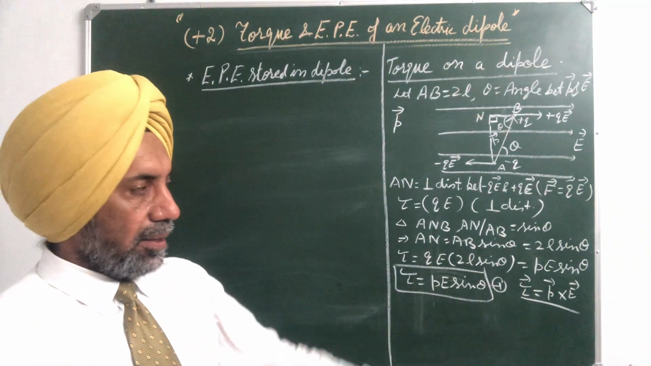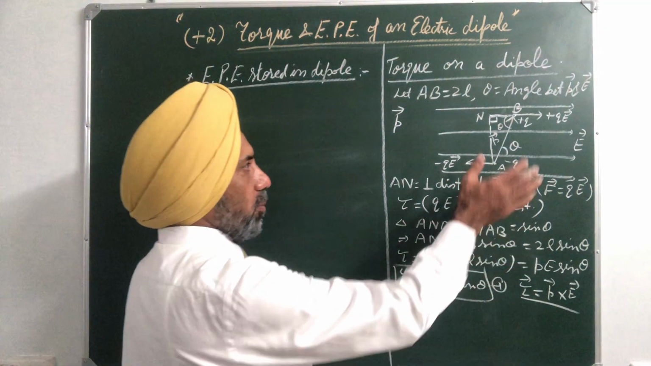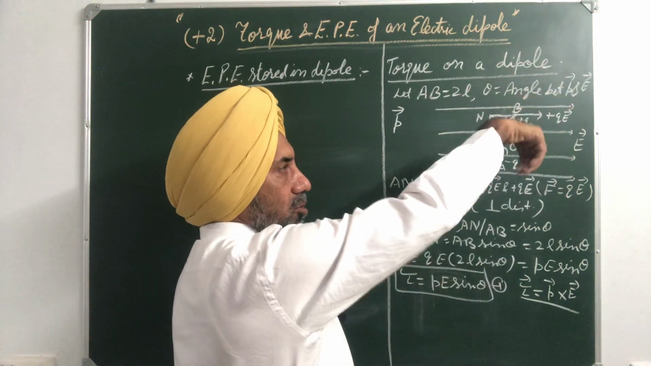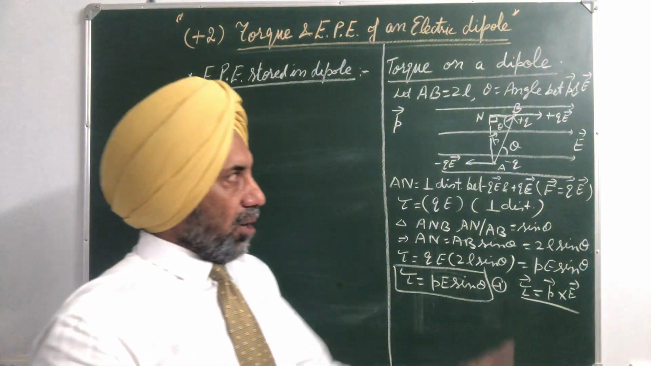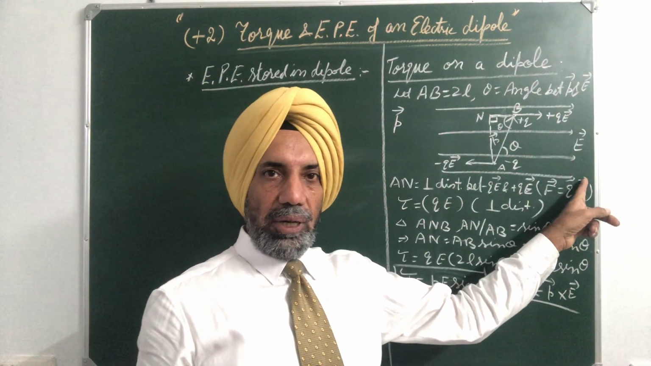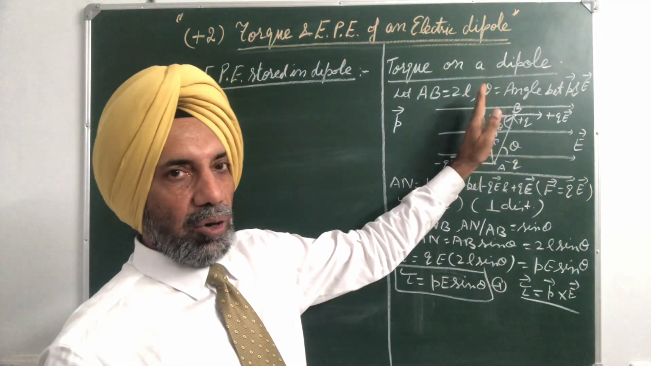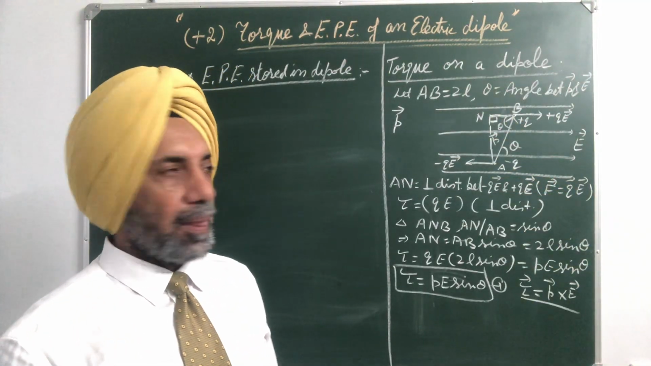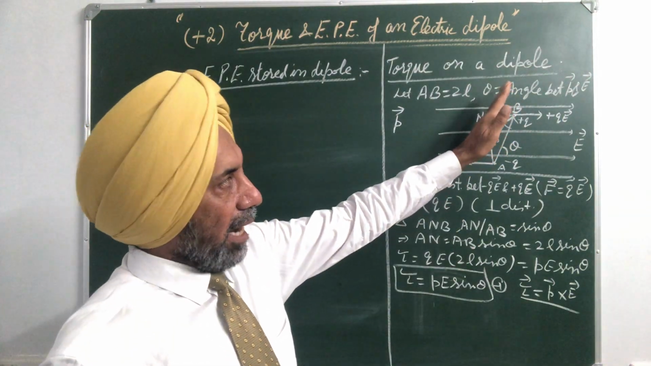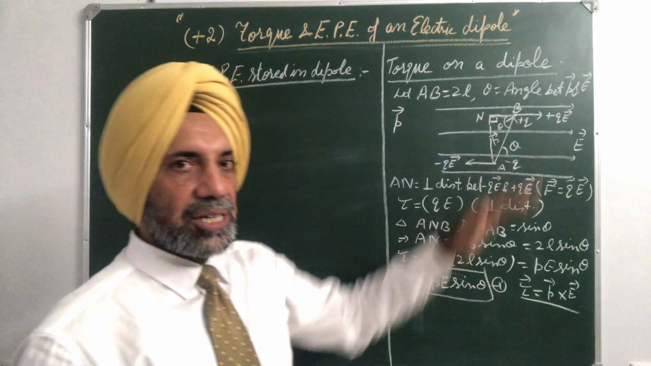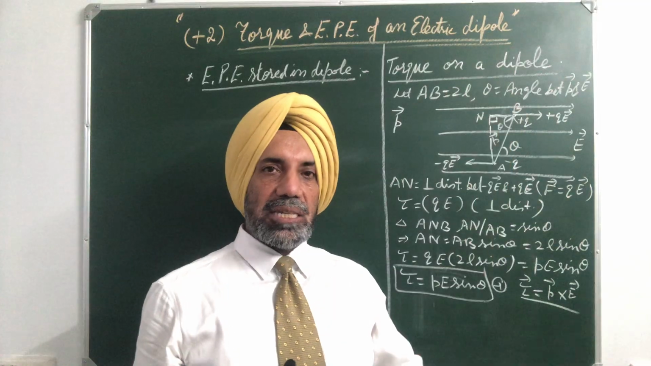Direction is given by the right-handed screw rule or right-hand thumb rule. So it means P is this, E is this, so direction will be like this. It means what will be the effect of the electric field on the dipole? The electric field will always tend to align the dipole in its own direction. So it means if we have to rotate the dipole through some angle, work has to be done.